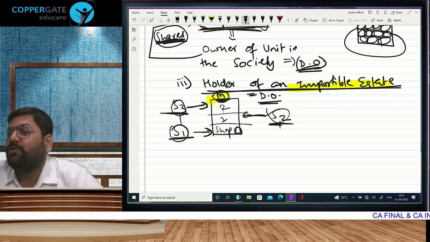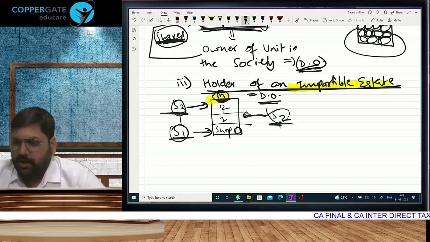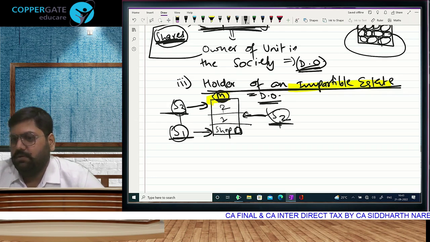And that is what we don't want now. This is one property, so one person should pay tax. If you start dividing the rent like that, that means you will exploit the slab benefit of every individual. And we don't want that.